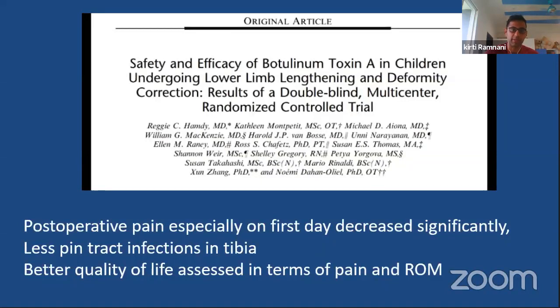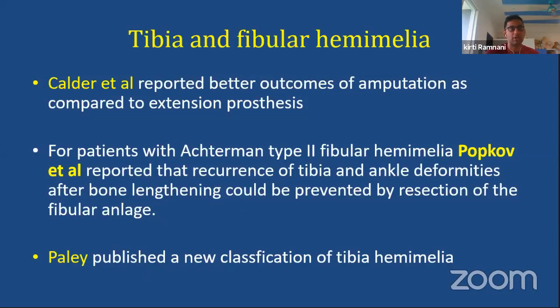They completed the procedure, and for a femoral lengthening they gave Botox into the rectus as well as the hamstrings. For tibial lengthening, they injected the Botox into the gastrosoleus. So this is something new which is being used.